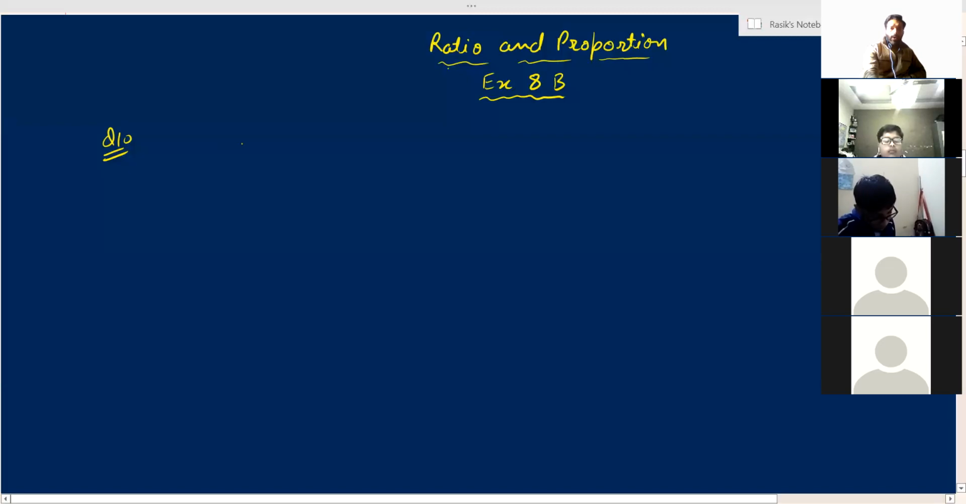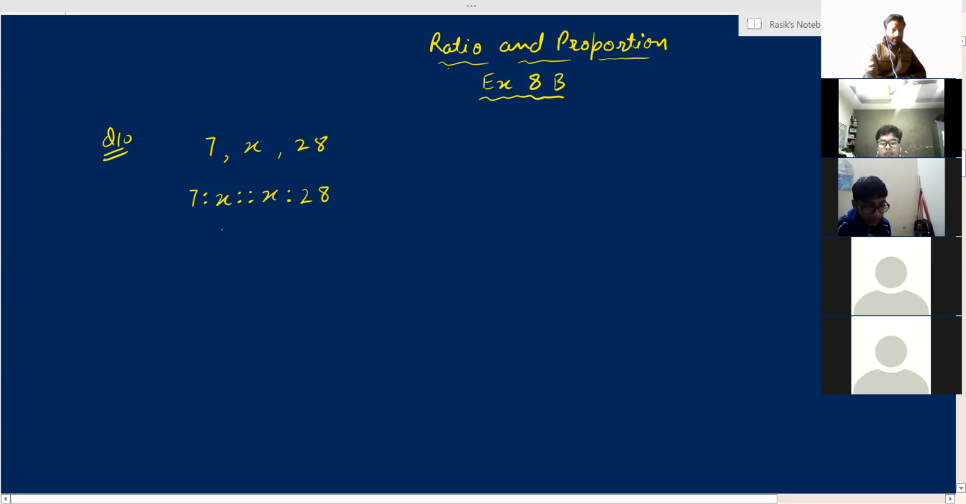That means now x is the mean proportion. x is coming in the middle, you have to find that. You have to find the mean proportion. It means 7, x, 28 are in continued proportion. So we can write 7 is to x as x is to 28. Everyone, look at this on the board.